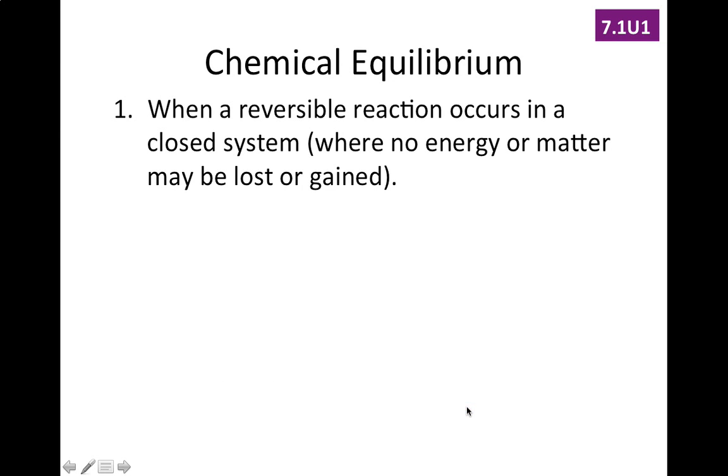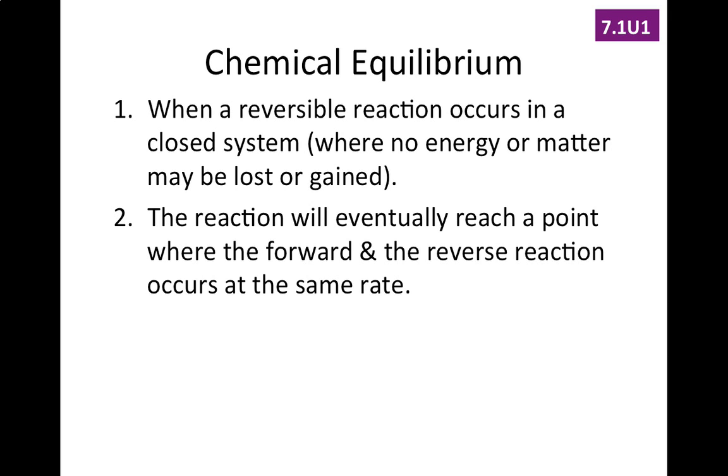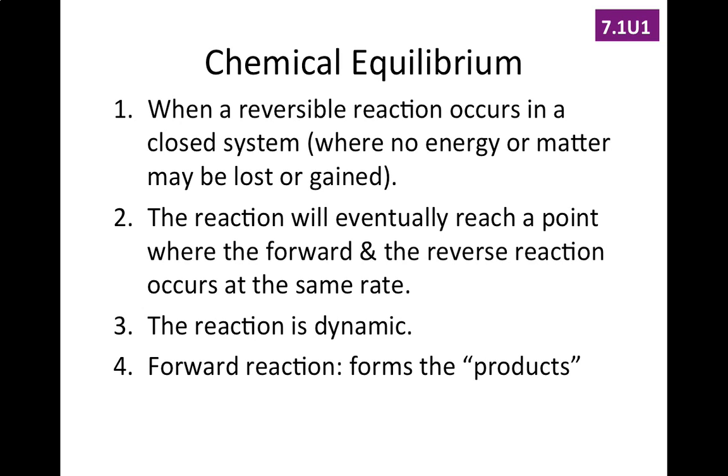So chemical equilibrium. We talked about physical before, now we're thinking more about the chemical. It's a reversible reaction that occurs when a system is closed, so there's no energy or matter that can be lost or gained. The reaction is eventually going to reach a point where the forward and reverse reactions occur at the same rate. So I'm forming products at the same rate or speed that I'm forming reactants. This reaction is called dynamic.